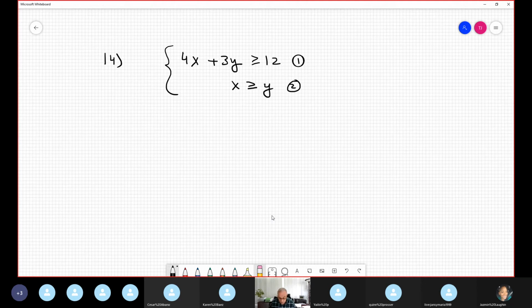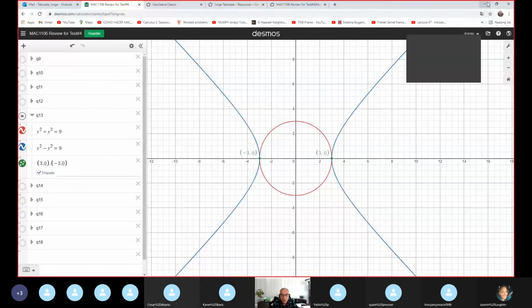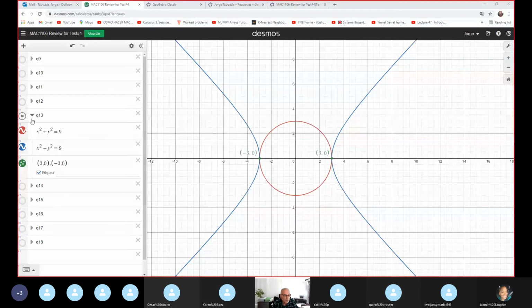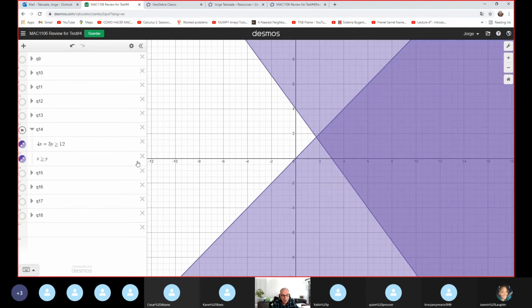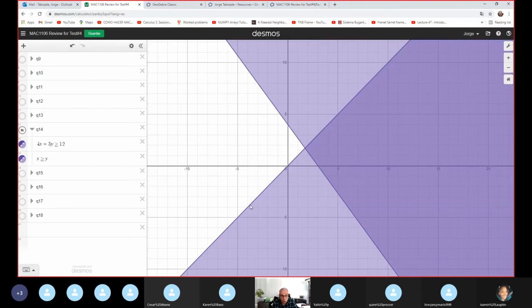Okay, we can do it by hand, yeah, we can, but maybe your drawing skill is not good. So no, let's go to Desmos. And now look at question 14. You copy the equation. Look, this is my first inequality, my second inequality, and you graph both. My recommendation is using the same color. In this case, I don't know why I selected purple.